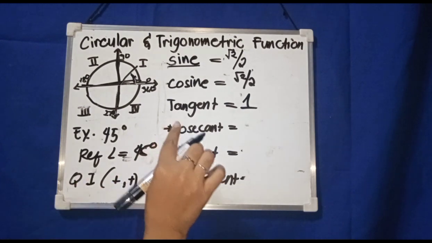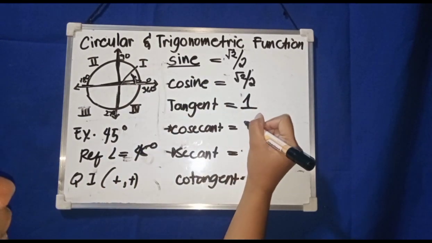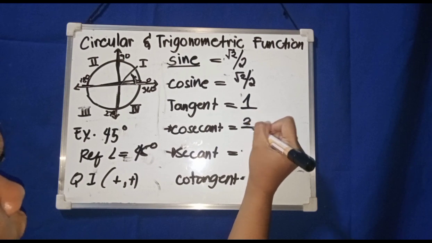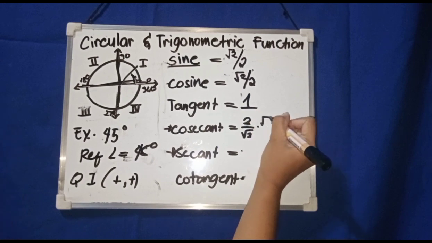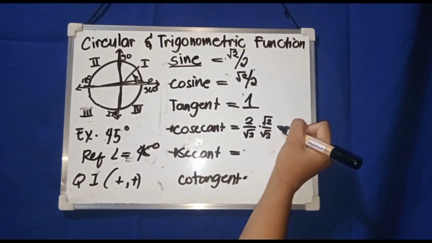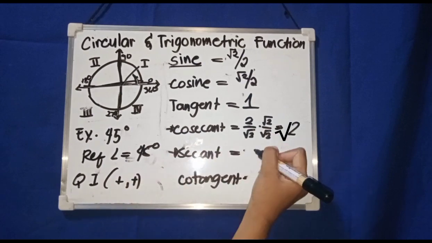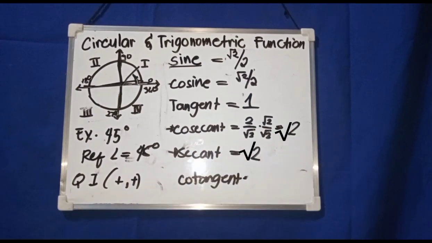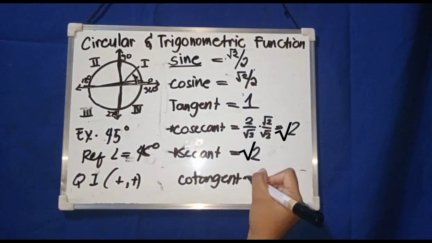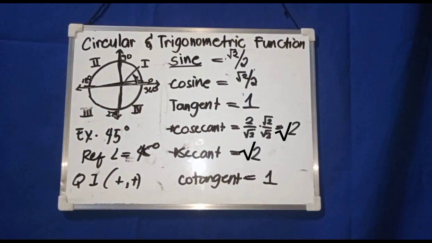And cosecant is the inverse of sine. So again, the inverse of sine is 2 over square root of 2, and remember that you need to rationalize that. So it will be equal to square root of 2. Same as secant, it will be equal to square root of 2. And the cotangent is, again, the inverse of tangent, which is 1. So that's simple. As long as you memorize the six trigonometric functions of those special angles, the 30 degrees, 60 degrees, 45 degrees, and the 90 degrees angle.